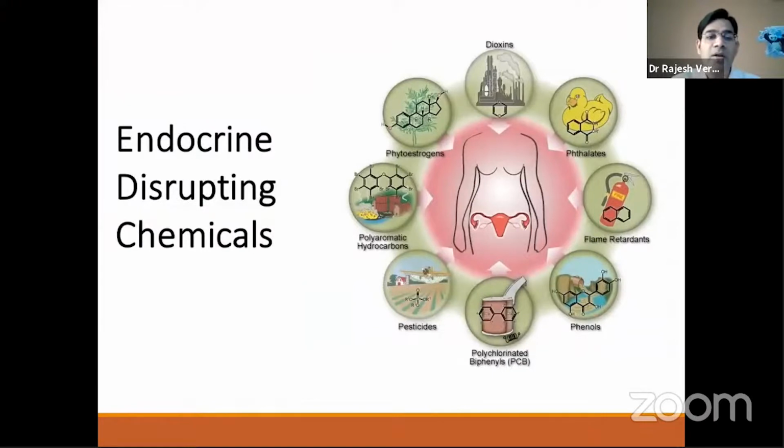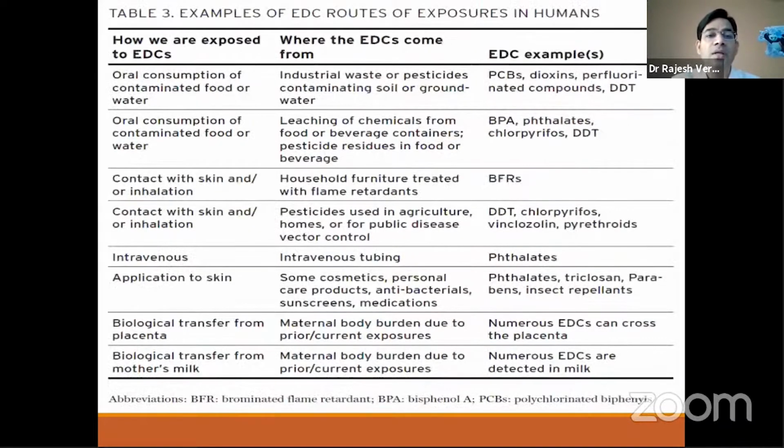So where are these endocrine disrupting chemicals coming from? First, they come from dioxins, from industrial waste. They may come from phthalates, from toys. They may come from flame retardants like those in fire extinguishers, phenols from industrial waste, polychlorinated biphenyls from electronic waste, pesticides used in farming, polyaromatic hydrocarbons from oils, spillage of oils in the seas, and phytoestrogens from the environment. So this is how we are exposed to EDCs.